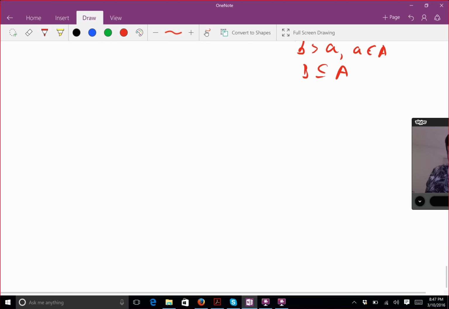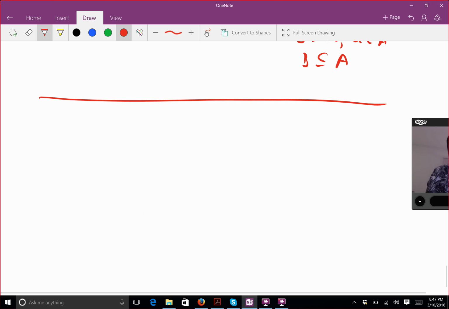So here's what's important. Let's go back to sequences for a second. With sequences, we have the definition of what it means to converge.